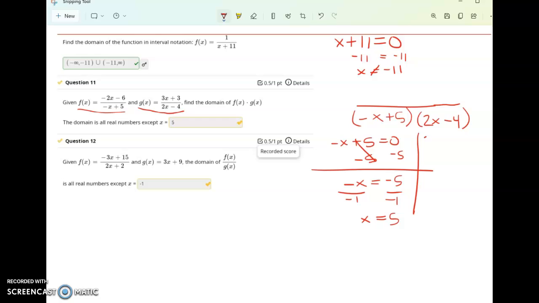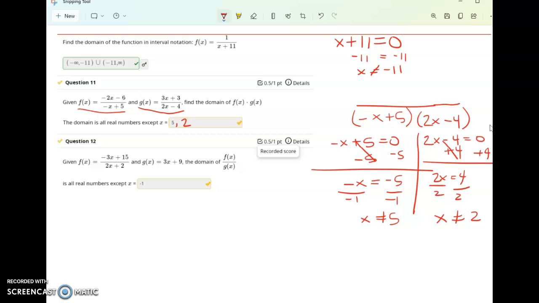The other case, we have to think of the 2x minus 4. So 2x minus 4, set that equal to 0. Solve. So we get 2x equals 4, divide by 2 on both sides. So x then cannot equal 2. So those are the two values that are going to give us problems, basically give us 0 in the denominator. Everything else is okay. And so when we put our answers here, we'll just put 5, 2. Okay.